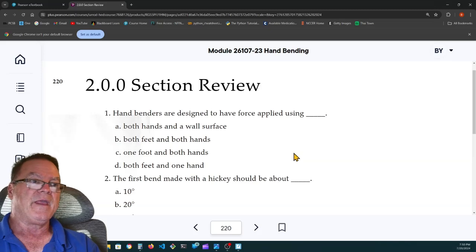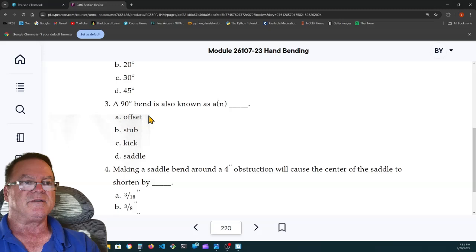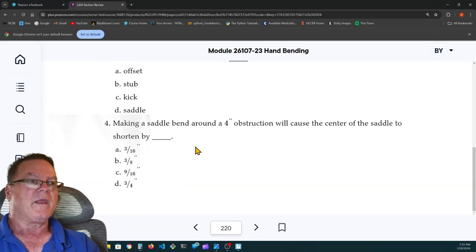And here's the 2.0.0 section review. Hand benders are designed to have force applied using, and you decide the right answer. The first bend made with a hickey should be about, you decide the right answer. A 90-degree bend is also known as, and making a saddle bend around a 4-inch obstruction will cause the center of the saddle to shorten by how much?